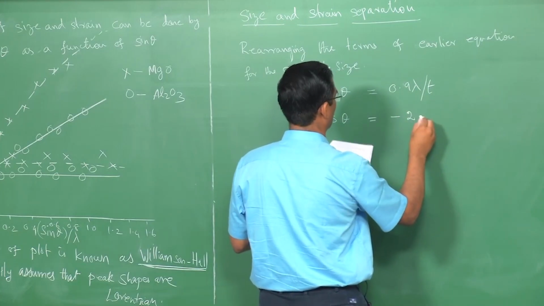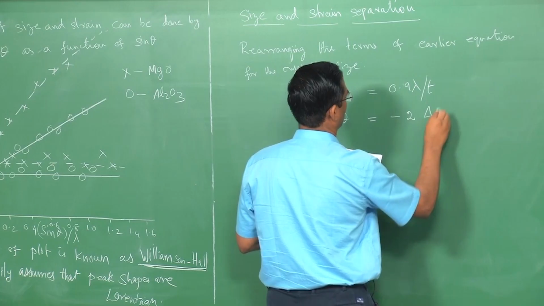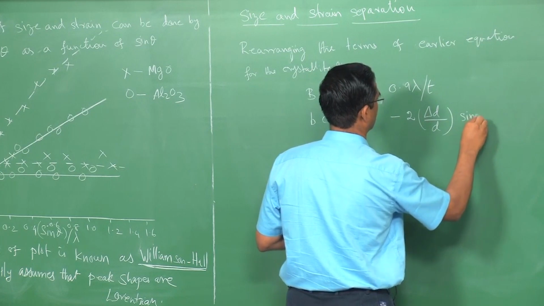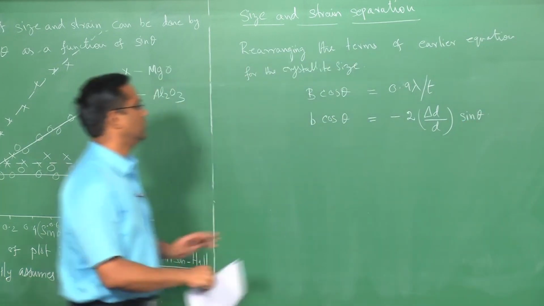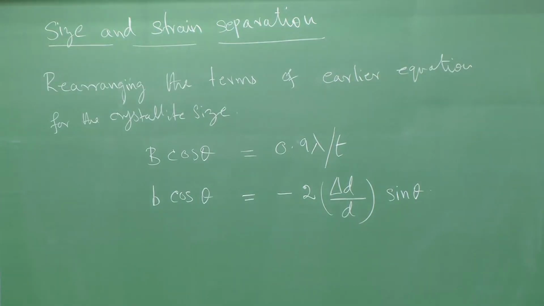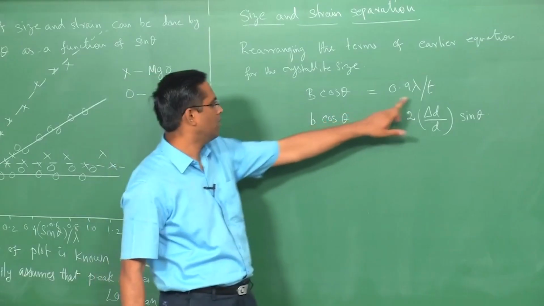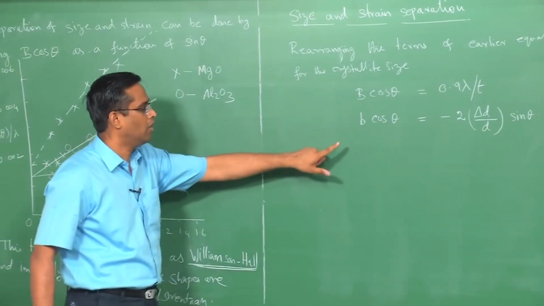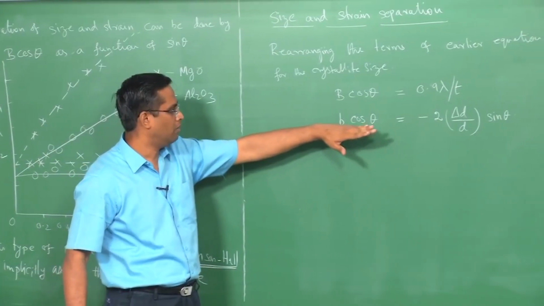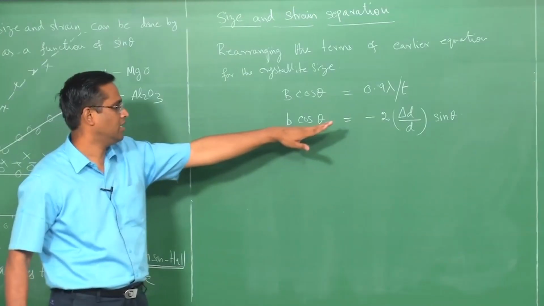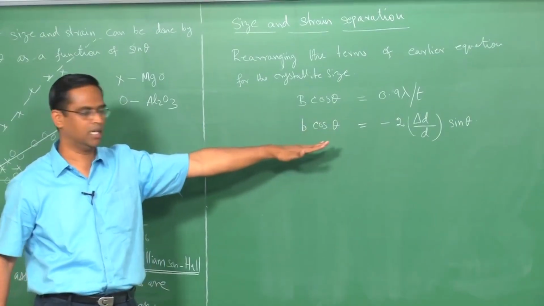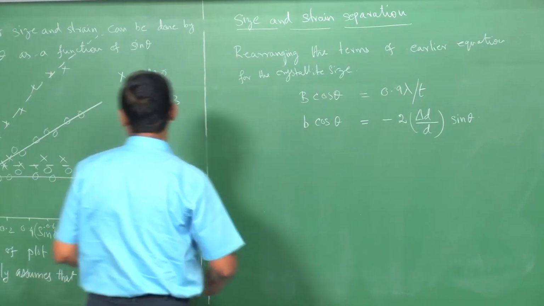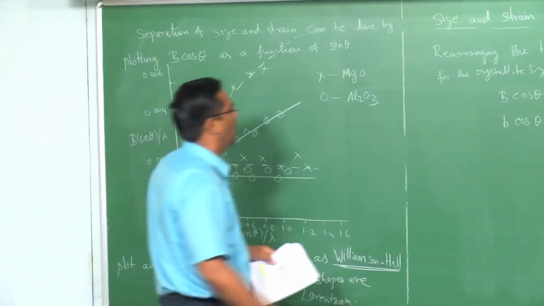b cos theta equals minus 2 delta d by d sin theta. So, these two equations are quite familiar to us. This one is the Scherrer formula, I have just rearranged, and this one is again rearranged. If you differentiate the Bragg's law with respect to theta and d, you get this expression that we have seen in the last class. So, combining these two, we can now explain this plot, how this separates.